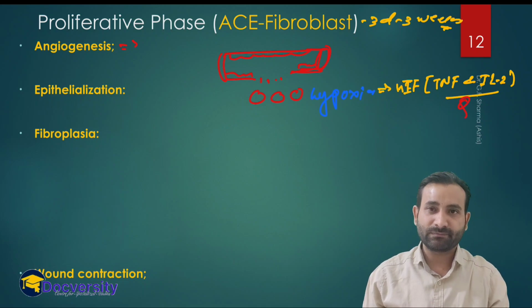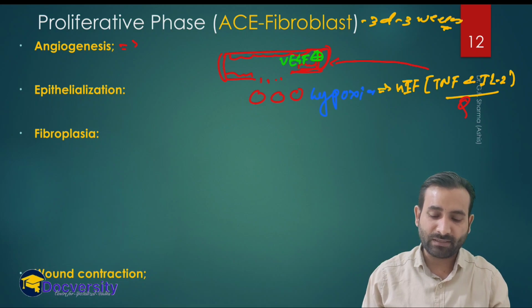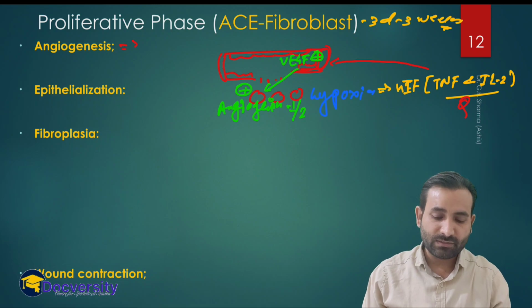This is a question in the exam, right? These hypoxia-induced factors will go and stimulate the vascular endothelial cells. Vascular endothelial cells begin to release VEGF, vascular endothelial growth factors. These vascular endothelial growth factors begin to activate angiogenin 1 and angiogenin 2. These angiogenin 1 and 2 will go and further stimulate the vascular endothelial cells. These vascular endothelial cells now begin to form new blood vessels, right?